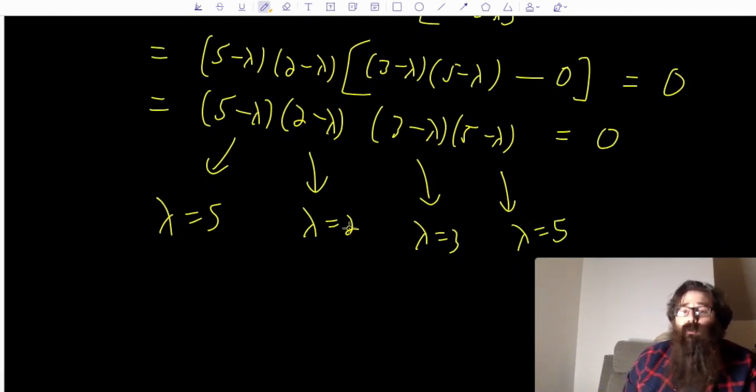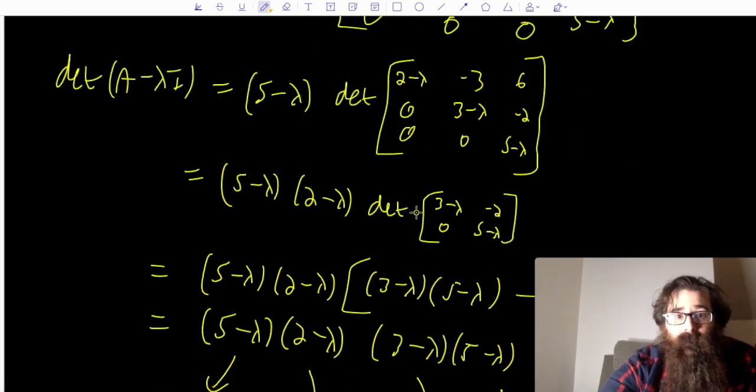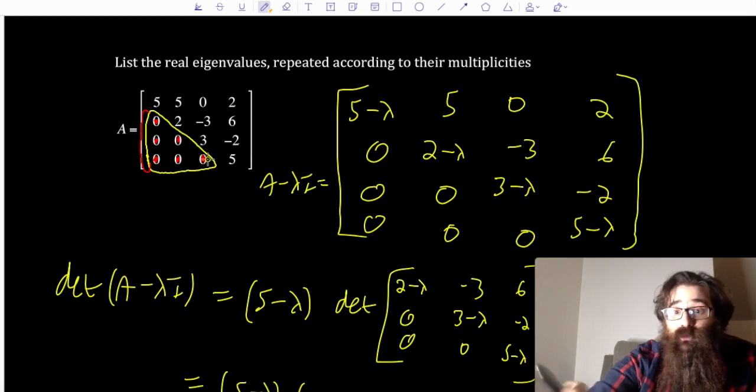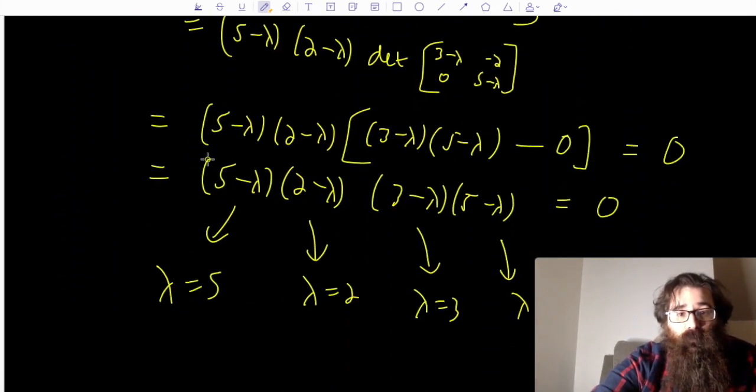But if I noticed at the beginning that I had a triangular matrix, I wouldn't go through all this work. I would say it's a triangular matrix, so the entries on the main diagonal are my eigenvalues. So I would just rush to the answer, say it's 5, 2, 3, 5. I can see them there. But this is sort of the supporting work if I want to explore that.